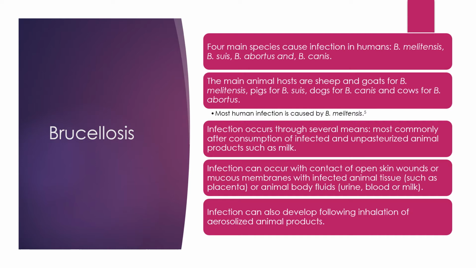Infection can occur through several means, but most commonly occurs by consumption of infected or unpasteurized animal products such as milk. But infection can occur, for example, in veterinarians when there's contact of open skin wounds or mucous membranes with infected animal tissue such as placenta or animal body fluids such as urine, blood, or milk. But you can also develop infection by inhalation of aerosolized animal products, for example, after a veterinarian assisting with a delivery.